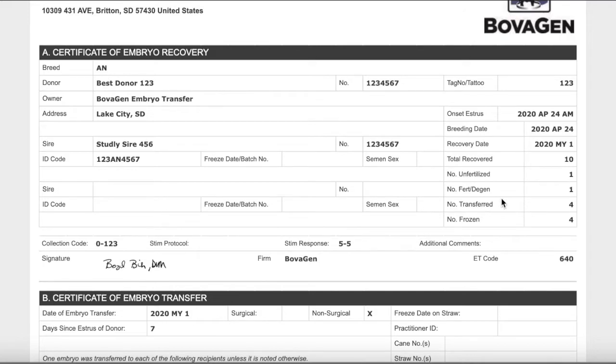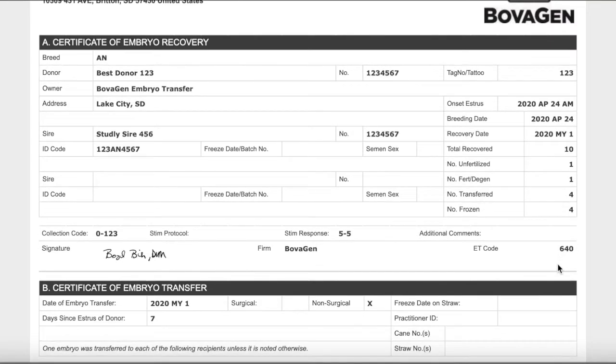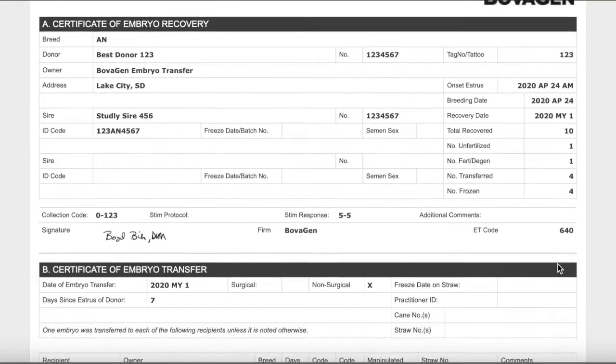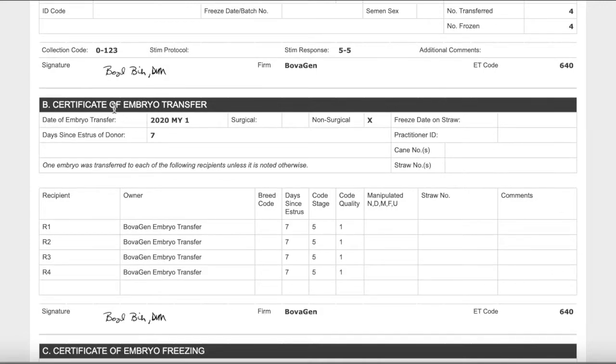One was not fertilized. One was degenerate, meaning it died along the process. 4 were transferred and 4 were frozen. So we know we're going to have a complete ABC form because we fresh transferred and we froze. So here's a collection code, which not all of the embryo transfer companies will provide. Here's a response, which, again, is all kind of optional stuff that you really don't need to know. The ET code, you could look this up and see that Bovagen Embryo Transfer is 640 as our American Embryo Transfer Association code.